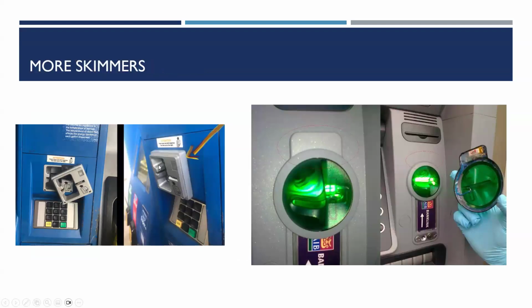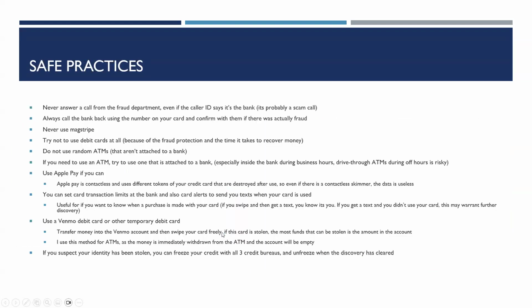Here's a couple more. So the one on the left is just this little gray plate that sits over the top of the other one. So when you insert your card, you're sliding it through the skimmer and it's storing your information. The same thing with the one on the right. You slide it through, it stores your information. It looks like you've used an ATM or used your card, and it may even be successful on the reader, but that skimmer now has your information and it's sent somewhere else.